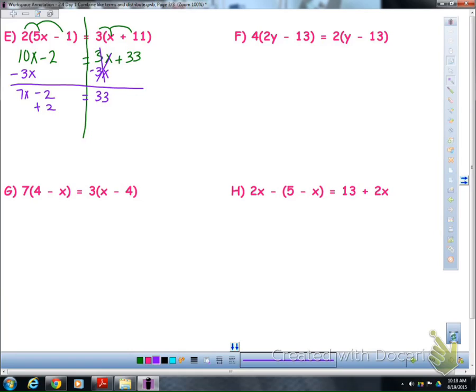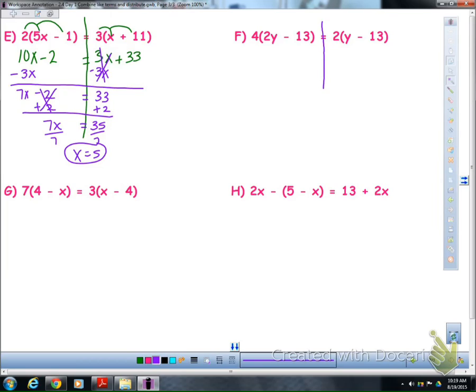Add 2 to both sides. 2's cancel. 7x equals 35. And then our last step would be to divide by 7, so x equals positive 5. So pause the video for a second and let everybody get caught up and make sure they're on the same page.